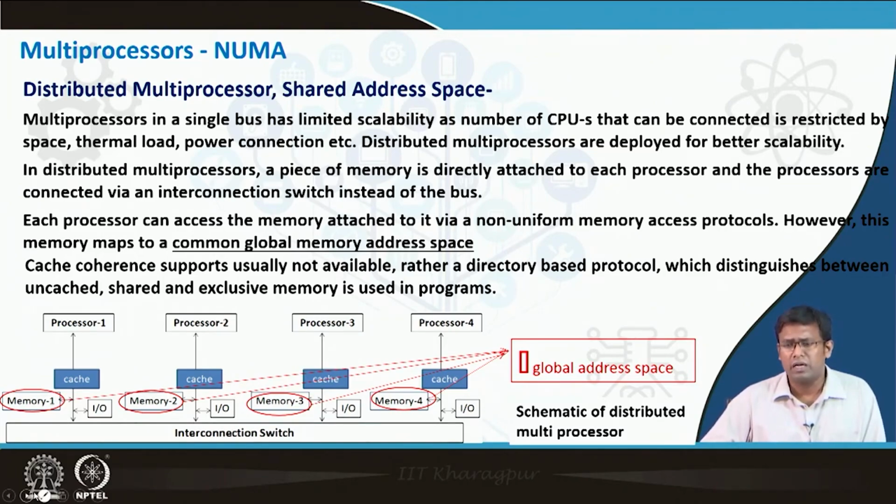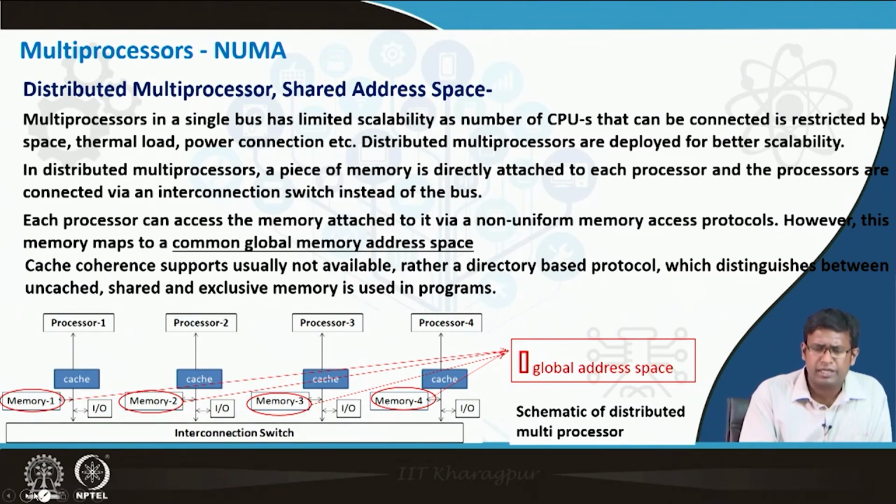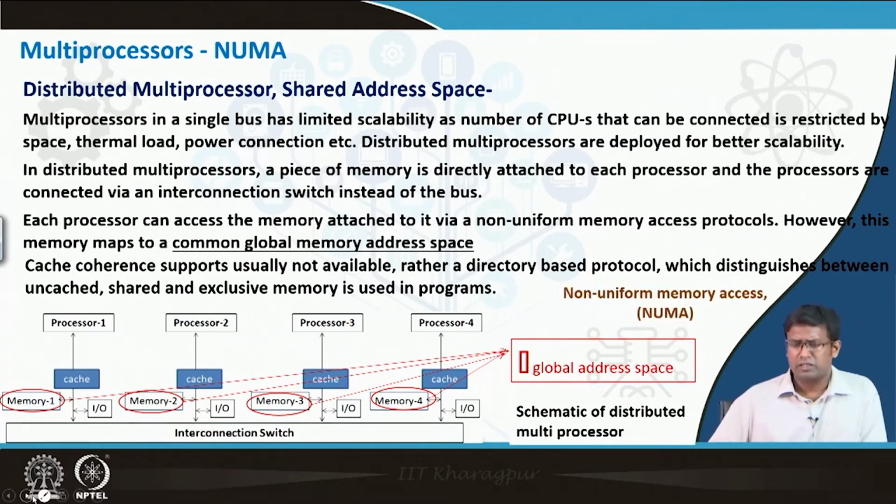So rather, a directory based protocol is used, which distinguishes between uncached, shared, and exclusive memory. Some part of the memory is known to be exclusive to processor 1, and some part is shared with other processors. These directory based protocols are applied while storing the data in the memory for this type of system. This is the NUMA, or non-uniform memory access, system.